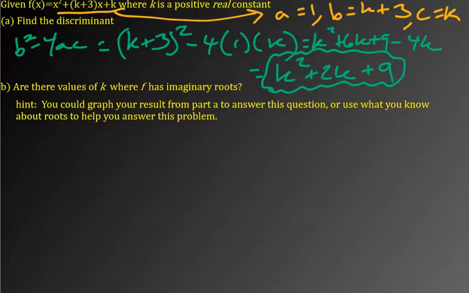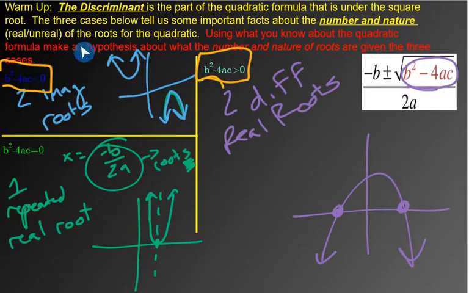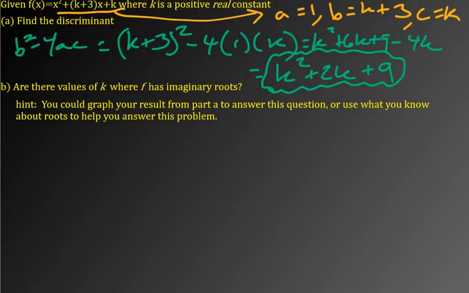And then the second question down here says, are there values of k where f has imaginary roots? Okay. Imaginary roots means that the discriminant, which we found up here, needs to be less than 0, right? It's just the first case right here. So when this part underneath is negative, that's when we get our imaginary numbers. So we just basically need to set k squared plus 2k plus 9 less than 0, all right?